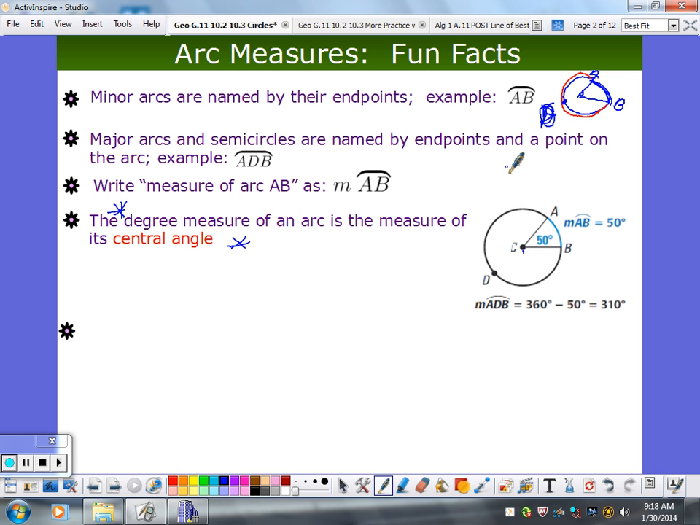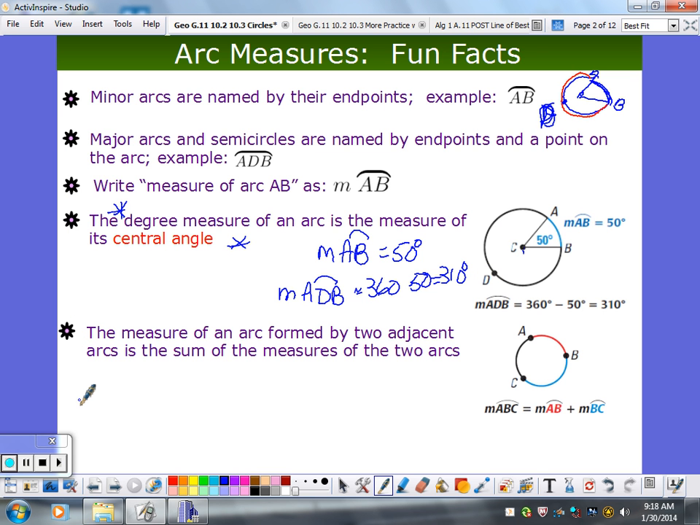Oh yeah, this is a good point too. What would be the measure of ADB? If I know the measure of the minor arc AB is 50, how do I find the measure of the major arc? How do I do that, Emily? You subtract the minor measure from 360. Exactly, right? The whole thing's 360, and it's 310. So you can get all different kinds of measures based on different things.